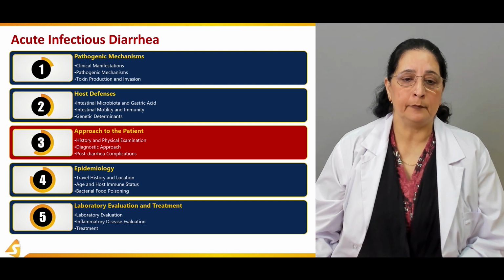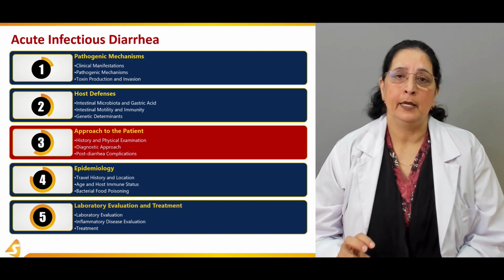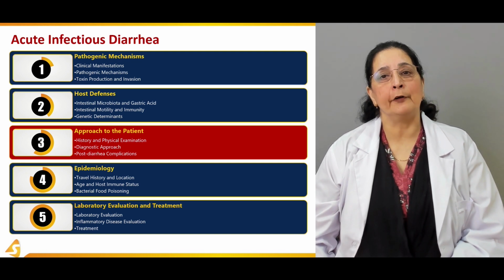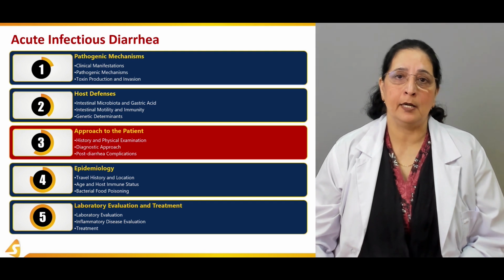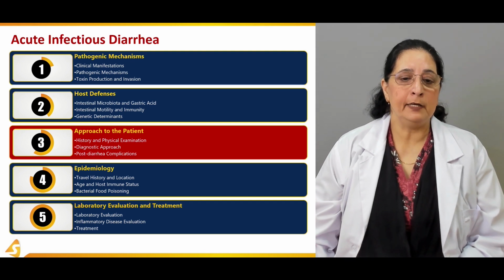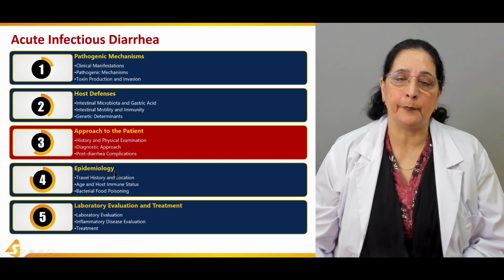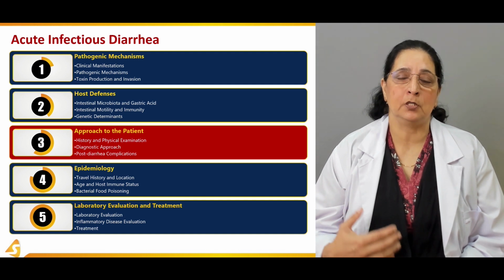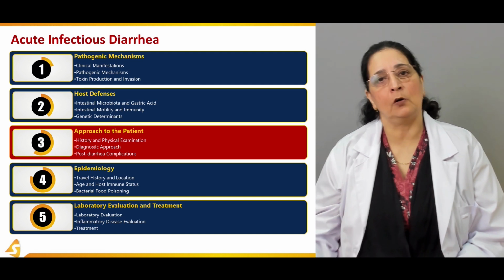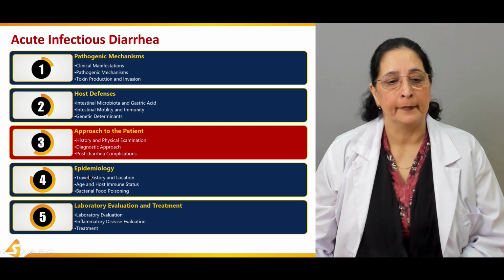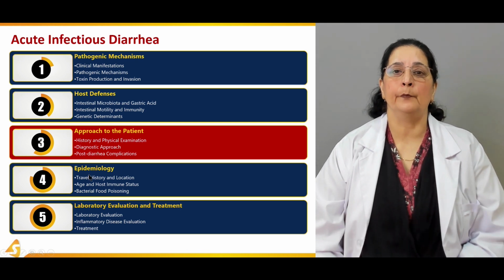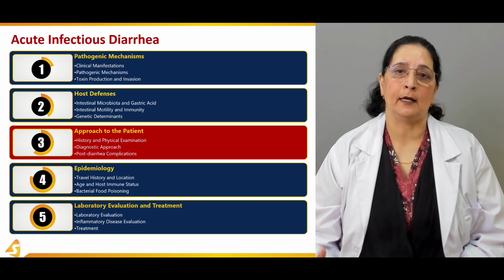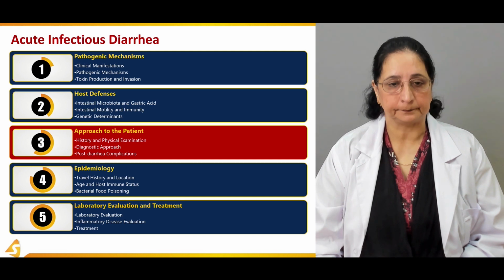So all that is important, and the first step in any evaluation or approach to the patient is proper history taking, and then physical exam. Then we will go over the diagnostic approach: what are the different tests we should do to diagnose the causative agent or the cause of the diarrhea. Then we will also talk about post-diarrheal complications, or complications that can occur after the diarrhea.